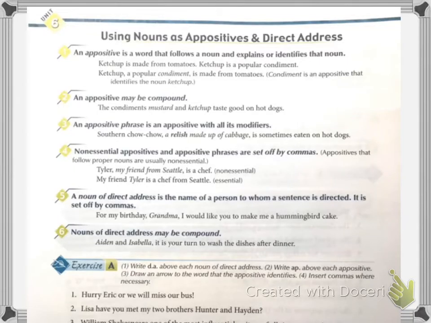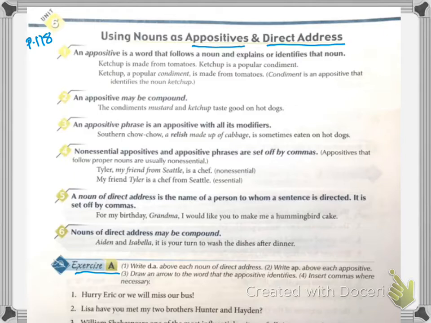All right, English 8. I am looking at page 118 in your grammar book. A little bit of review, nouns as appositives and direct address. If you already know this, do the exercise at the bottom of the page, page 118, exercise A, this one down here, and you don't need to watch this. However, if you need any help reviewing these items, you may listen to this video before you do the exercises.